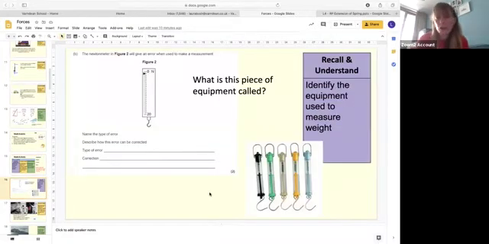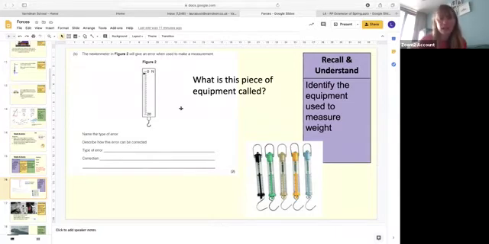What do we use to measure weight? We use a Newton meter to measure weight. Okay, we use weighing scales to measure, sorry, balances in science. Actually, it's a balance in science to measure mass, but we use a Newton meter to measure weight. And you should recognise these at various points.